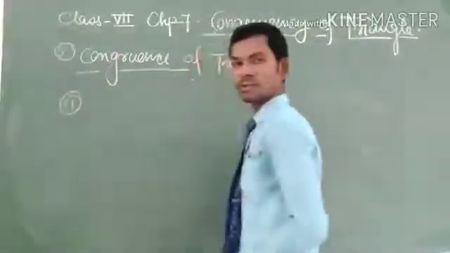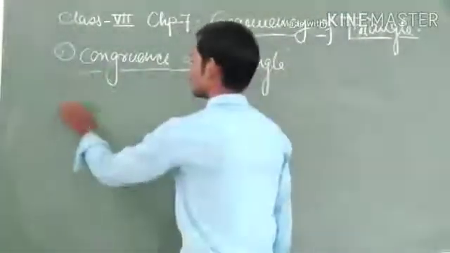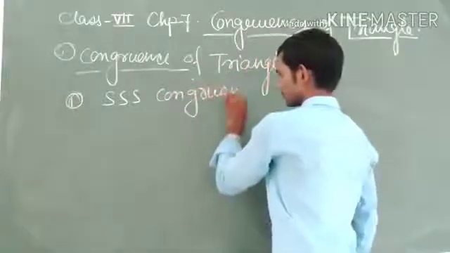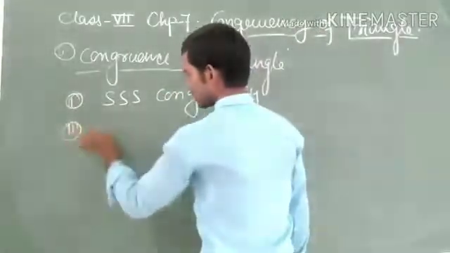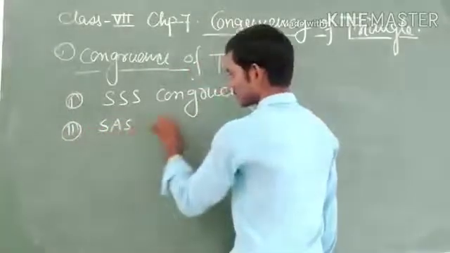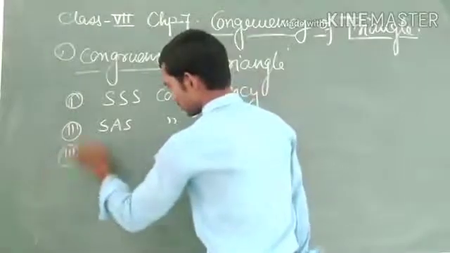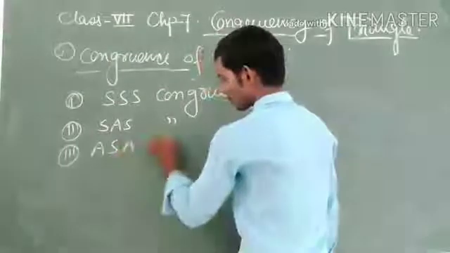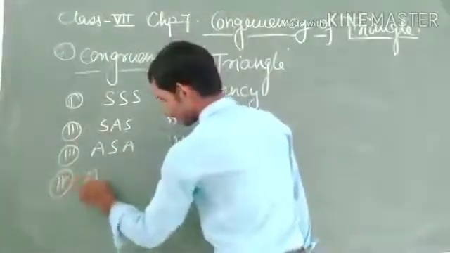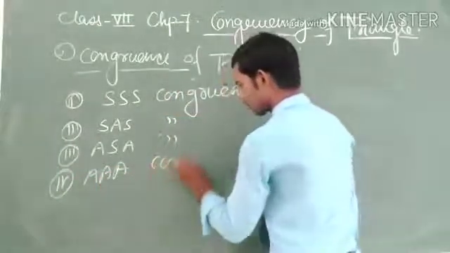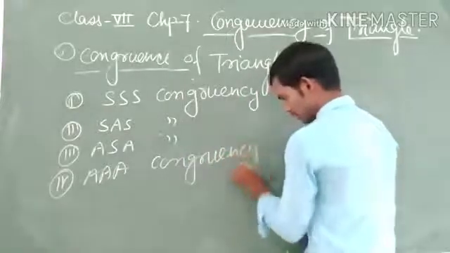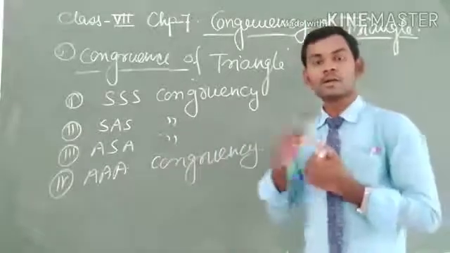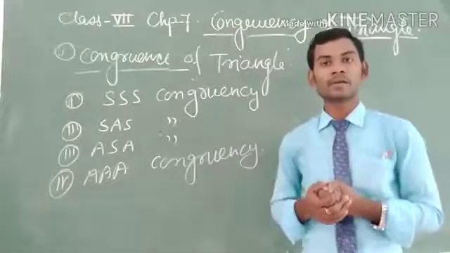The first is SSS congruency. The second is SAS congruency. The third is ASA congruency. And the fourth is AAA congruency. These four points show that the congruency of triangles can be defined in four ways.